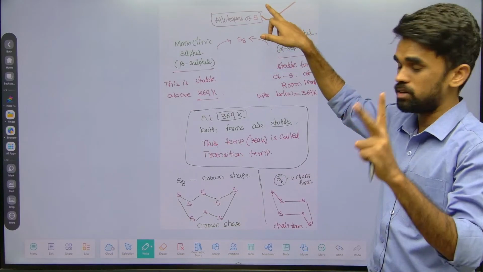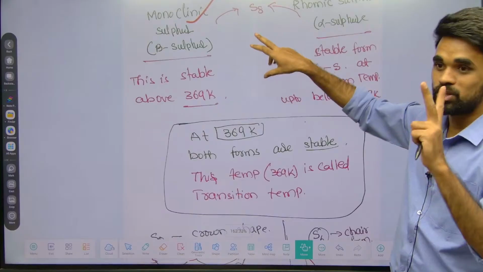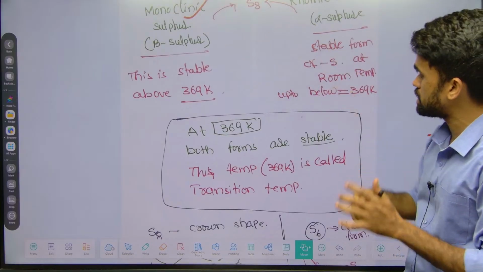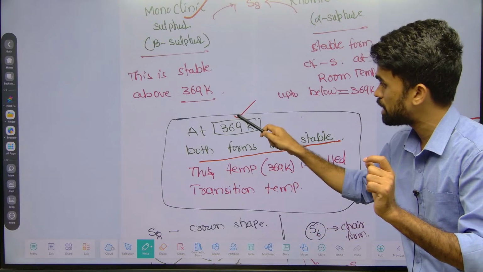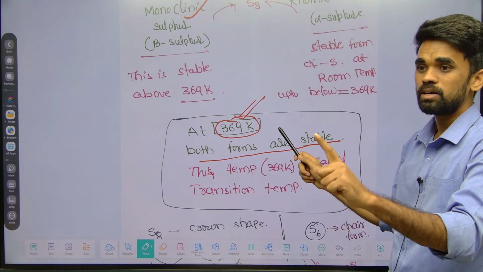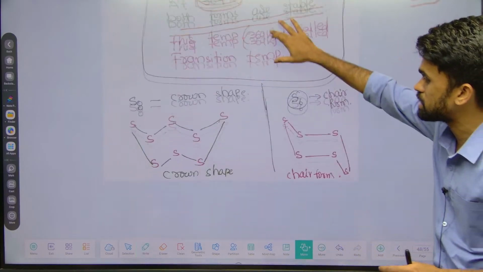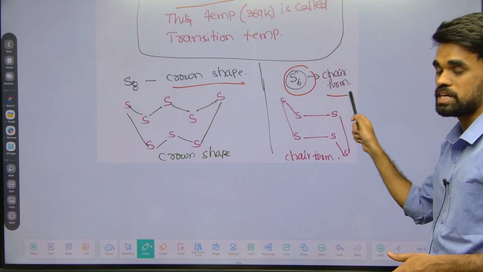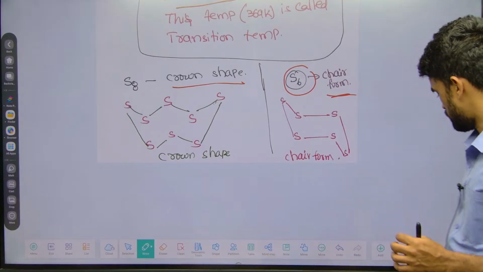Allotropes of sulfur. Two allotropes I told you: monoclinic and rhombic. What are the two allotropes? Monoclinic, rhombic. You just see these two structures exist in a stable form. Both forms are stable at a particular temperature. What is the temperature value? 369. What are the two forms we have? Monoclinic, rhombic. Both structures are stable at what temperature? 369. Just look at the structures. S8 has what structure? Cone shape. S6 has chair. Remember the structures. S8 cone, S6 chair. That's it.